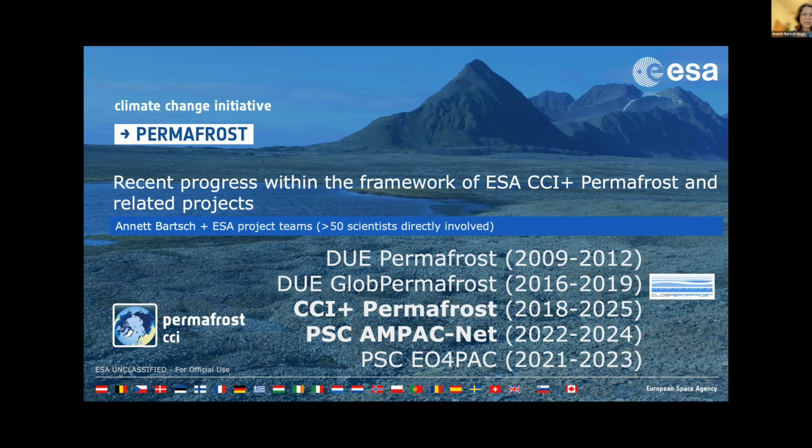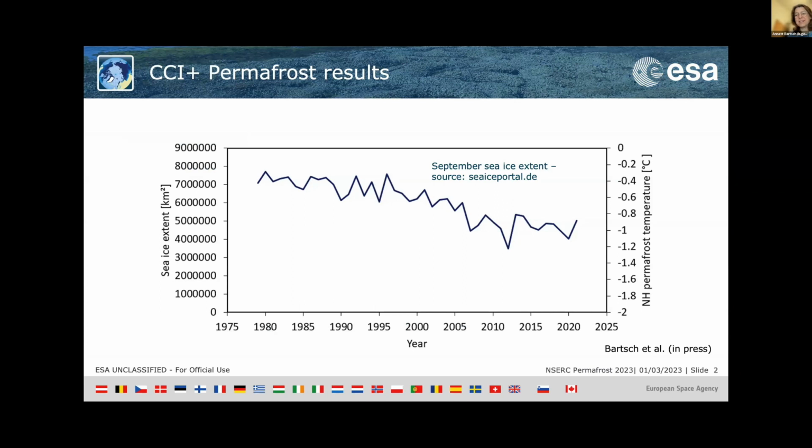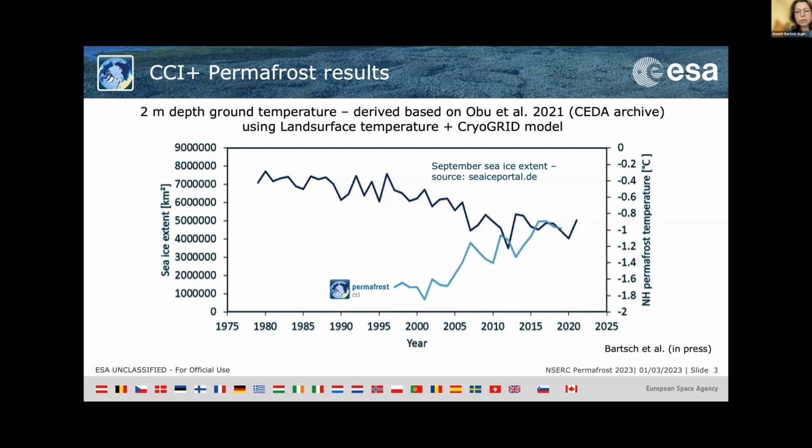I don't have time to talk about all. I will mostly focus on the CCI Permafrost and the AMPAC-Net, which is a very recent activity. But I will start with results, something we have learned or obtained recently from the Permafrost CCI datasets. So we only know these records of decline in sea ice extent. And now with the datasets we created in Permafrost CCI, we can also do something similar for permafrost. That's the average for the Northern Hemisphere over the years, with annual records starting 1997 and going until 2019 at the moment. While sea ice is declining, we see increasing temperatures at the same time in the ground.